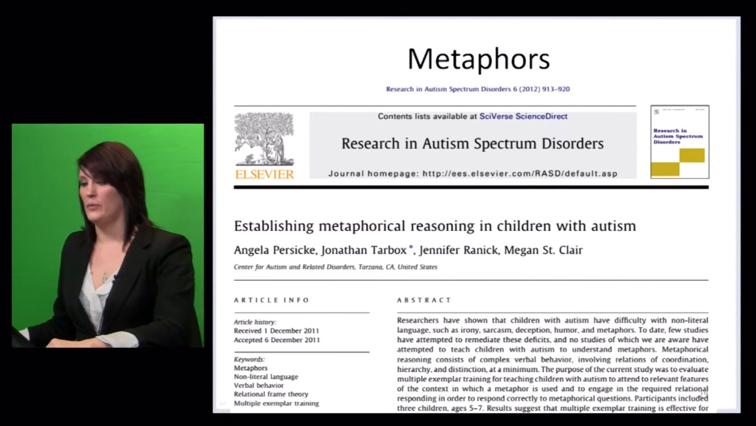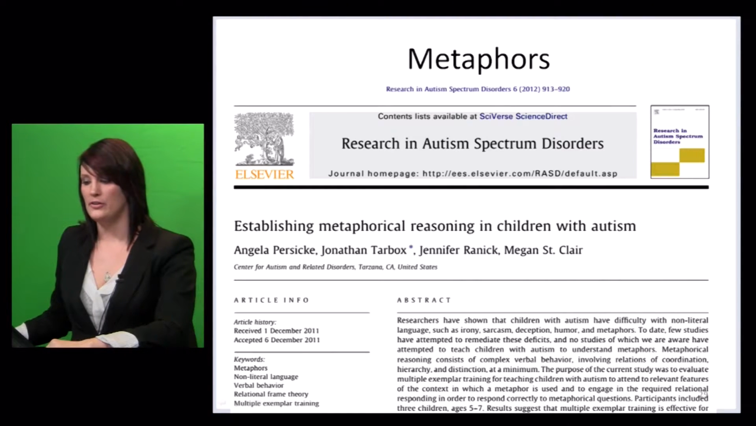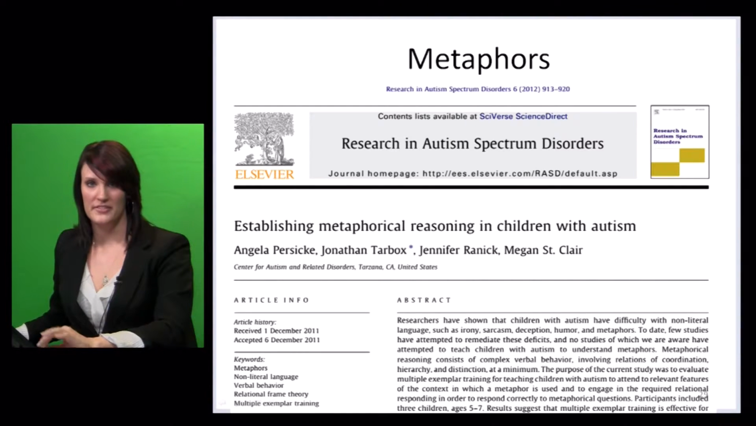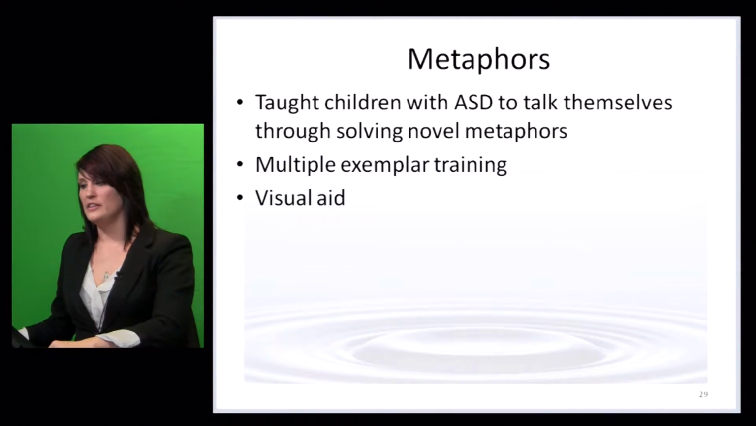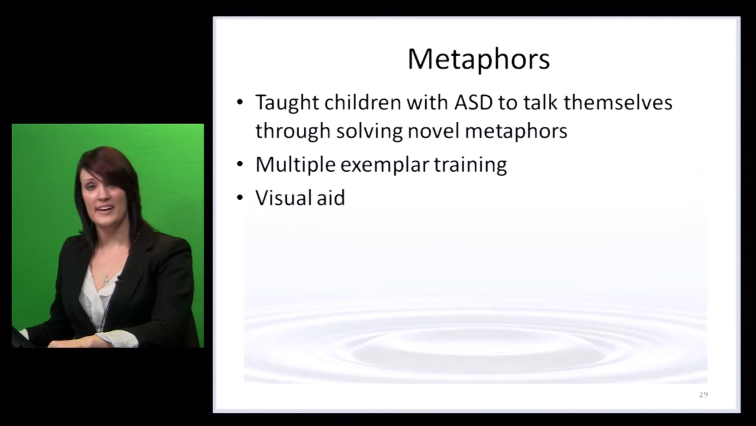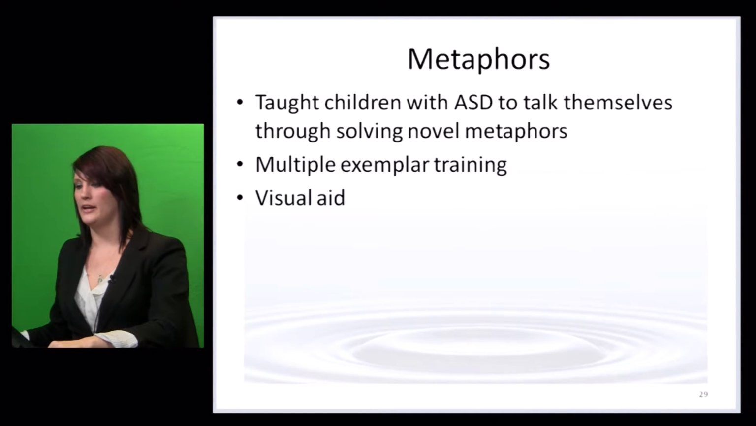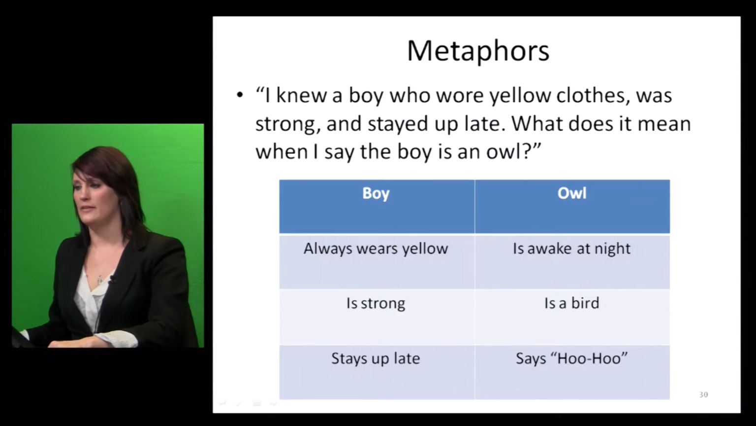This is the procedure that we use when teaching children metaphorical reasoning. This study, again, was published just this last year, and we were teaching the generalized skill of responding and being able to figure out novel metaphors, not just specific metaphors. So we taught these children to talk themselves through solving the novel metaphor, kind of like I did for the cats are dictators metaphor. Again, we used multiple exemplar training, and for 2 of the children, we used a visual aid to help. Let's look at what this may look like.